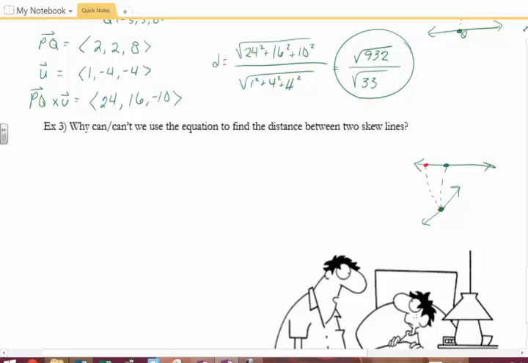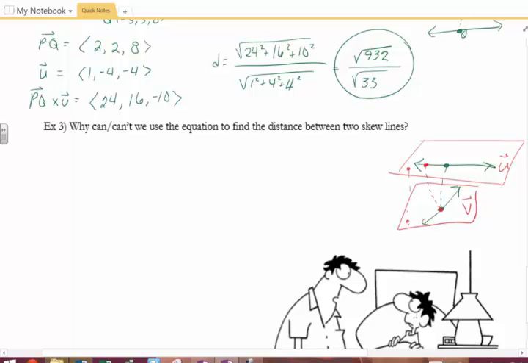The reason I can't use it between two skew lines is that this one has one direction vector, but that one has another direction vector. How do I pick which one to use? What it really boils down to is that if I want to find the distance between skew lines, I need to find the planes that contain those two skew lines, because they would be parallel planes, and then use the distance formula to find the distance between the two parallel planes instead.